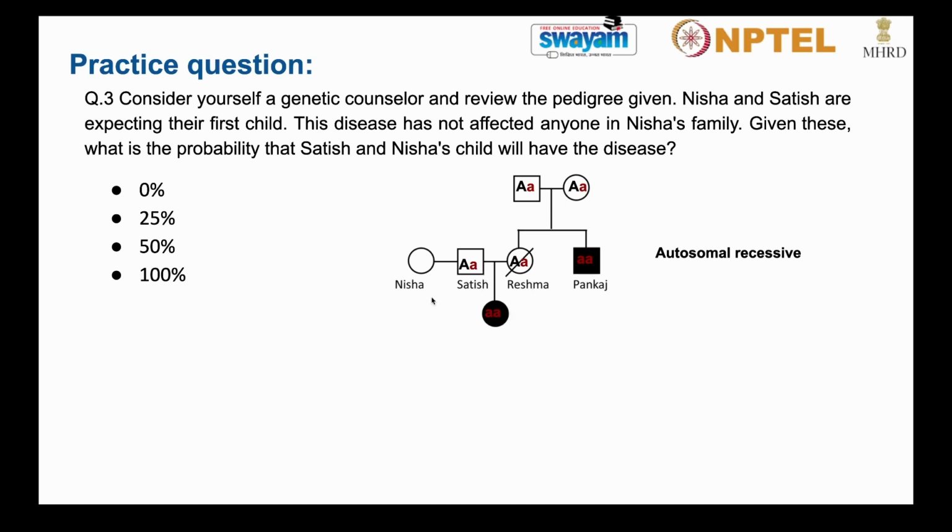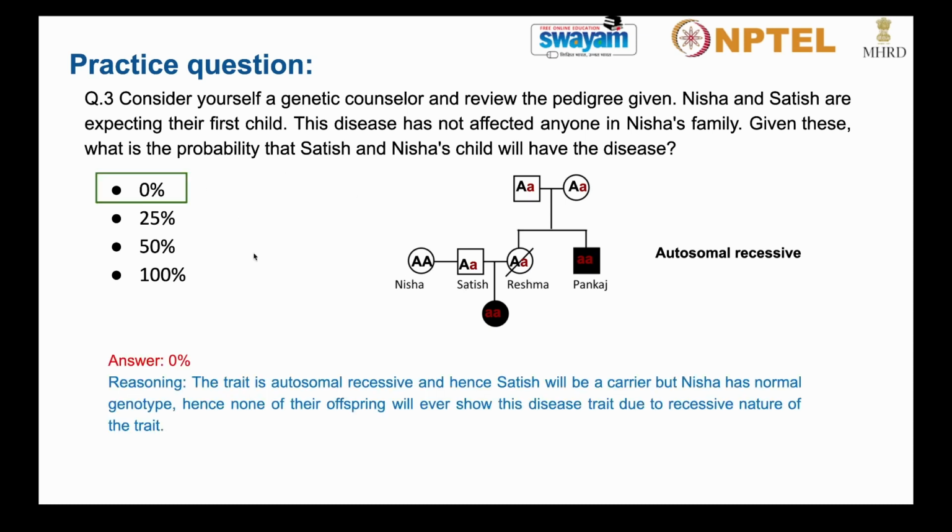Now if Satish marries Nisha, what would be the genotype of Nisha? This line says that no one in her family was ever affected with the disease, which means she would never be a carrier, so she would have both the dominant alleles. If they had children, nobody would have the disease. They could be carriers, but would not show any disease, which means the correct answer is 0%, as this trait is autosomal recessive, and Satish will be the carrier, but Nisha has the normal genotype. Hence, none of their offspring will ever show this disease trait due to the recessive nature of the trait.